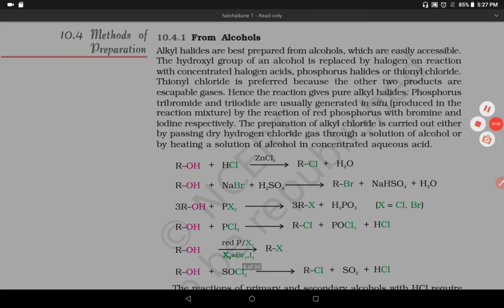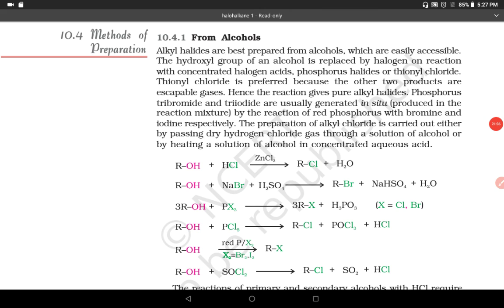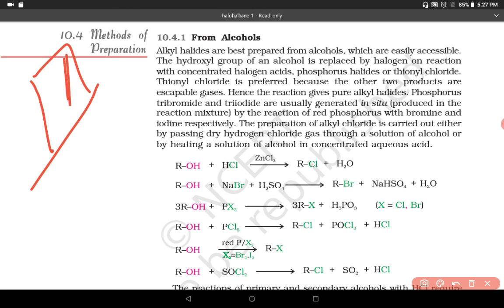We have arrived at 10.4, that is methods of preparation. This is one of the most important exercises for NEET, JEE and also for board exam. What we learned until then is not so important, but from now it is very important. You need to understand carefully every point. Okay, methods of preparation from alcohols.